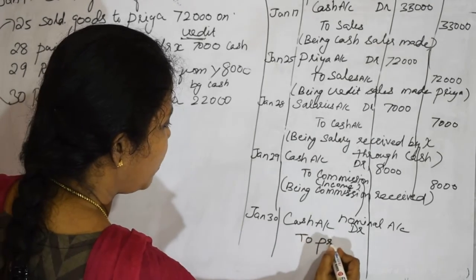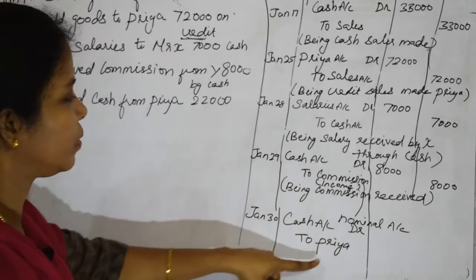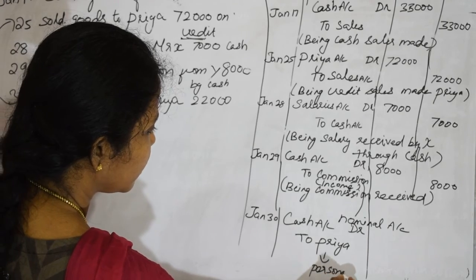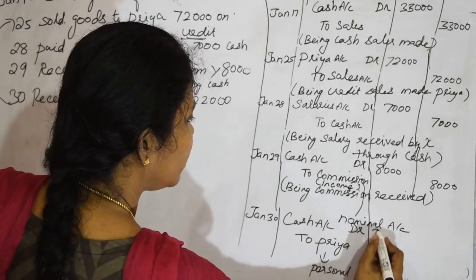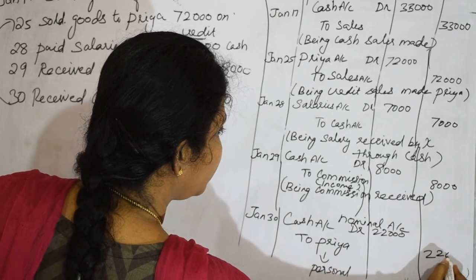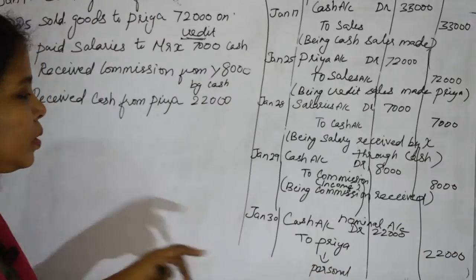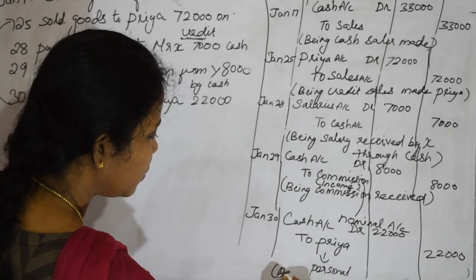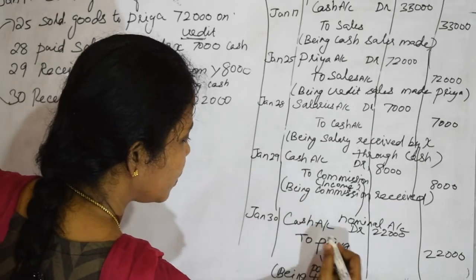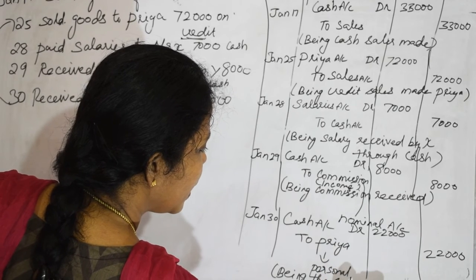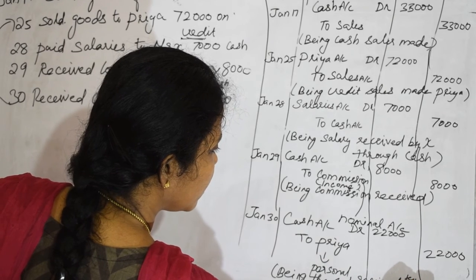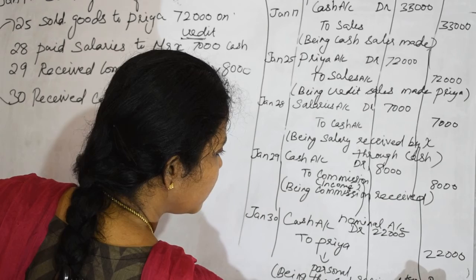From whom are we getting? Priya. So Priya is the giver. This is a personal account. So Priya 22,000, debit 22,000 and credit 22,000. From this point I think you would have understood how to journalize the transactions, being cash received from Priya.